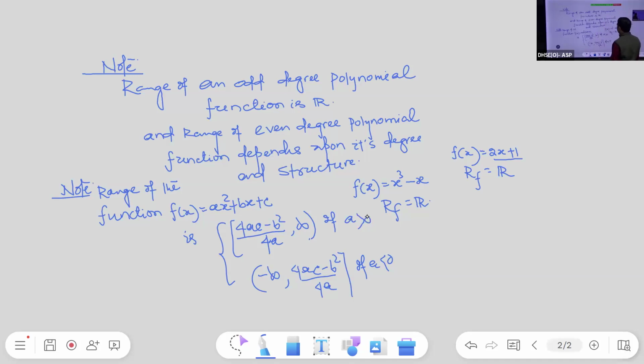I'll explain why the range of the function f of x is equal to ax square plus bx plus c is 4ac minus b square by 4a to infinity if a greater than 0, and minus infinity to 4ac minus b square upon 4a if a less than 0. Quickly note it down.